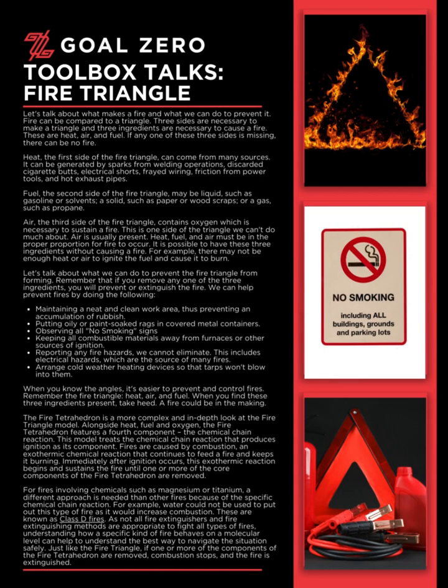Today's Toolbox Talk: Fire Triangle. Let's talk about what makes a fire and what we can do to prevent it. Fire can be compared to a triangle. Three sides are necessary to make a triangle and three ingredients are necessary to cause a fire. These are heat, air, and fuel. If any one of these three sides is missing, there can be no fire.